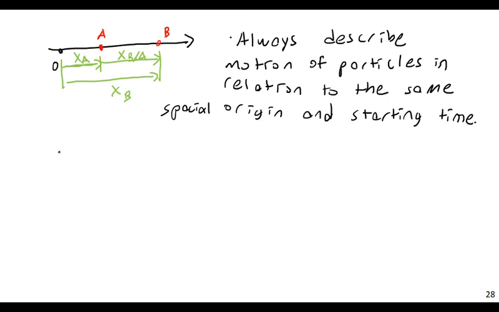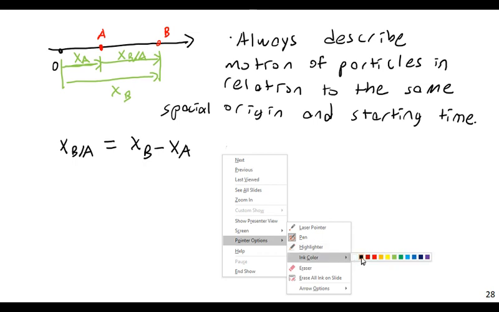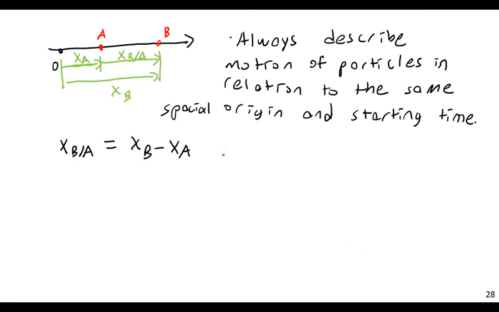So if I want to describe this, XB/A, you might wonder, why did I say BA instead of AB or something? Well, because this would be XB minus XA. That's why it's recorded in that format. So, in other words, we could describe this as the relative position of B with respect to A.